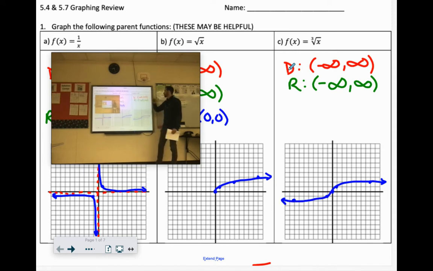So again, the zeros are, where does it cross the x-axis? And it crosses at 0, 0. Is there anything else I'm forgetting?